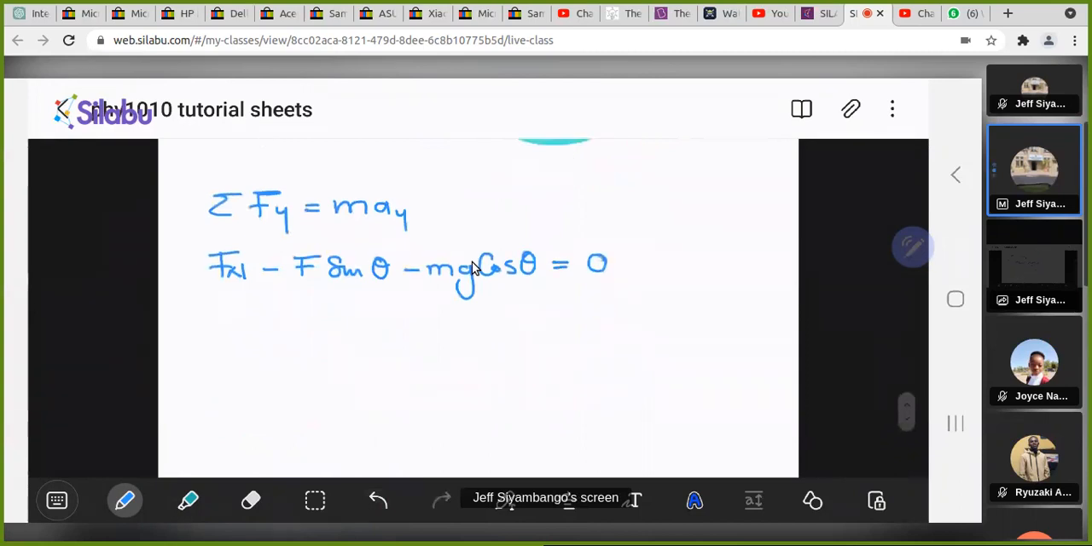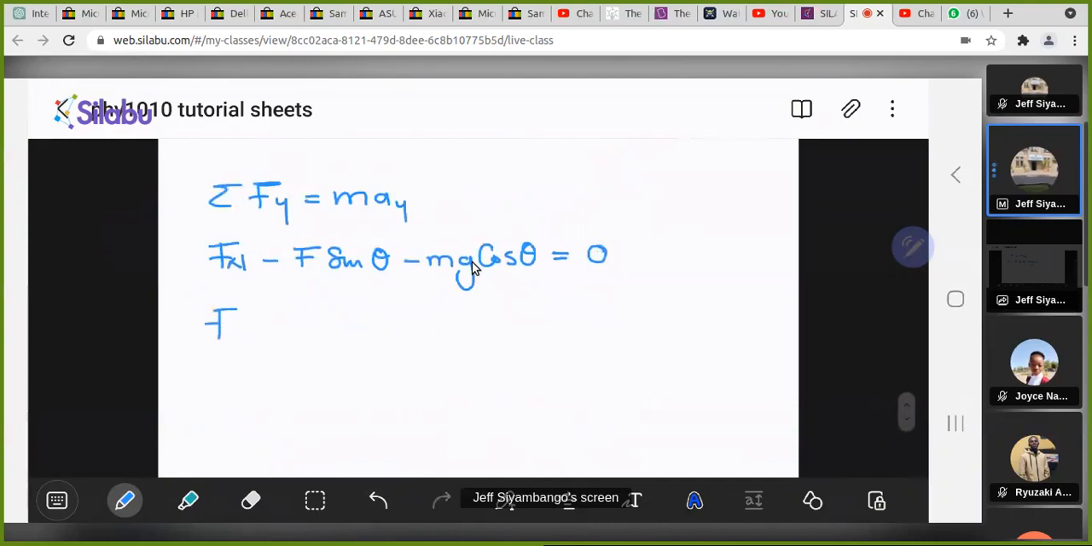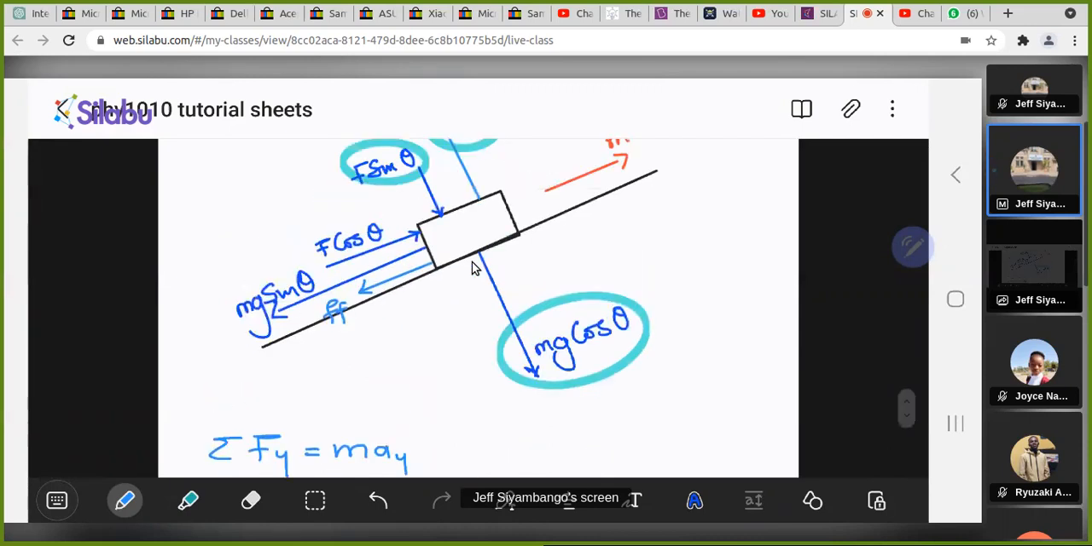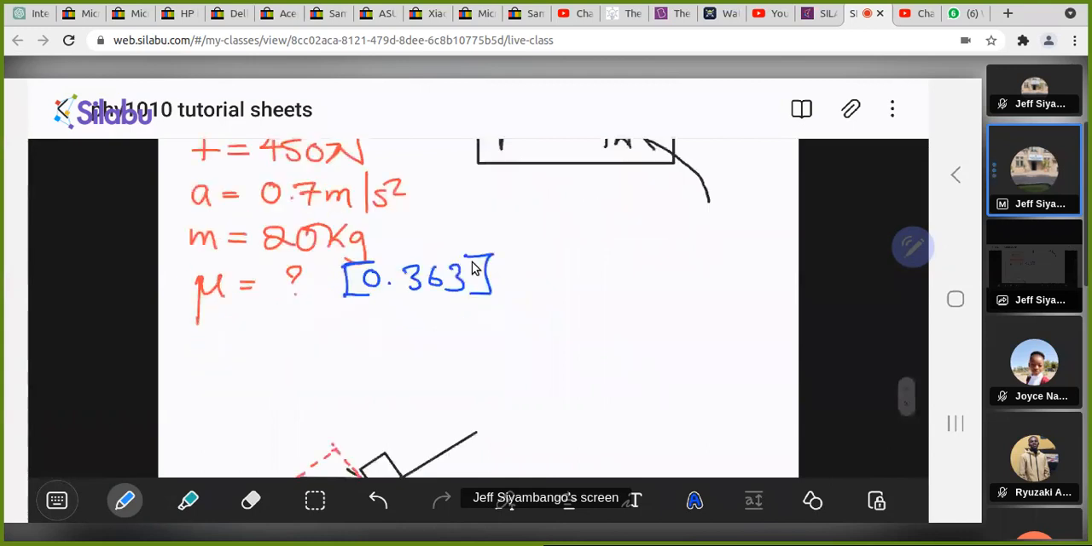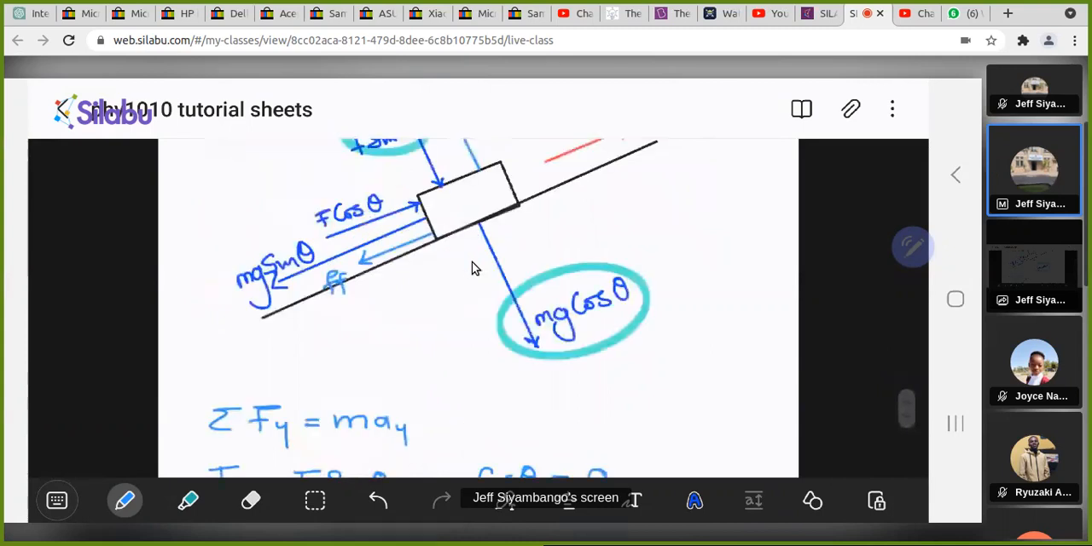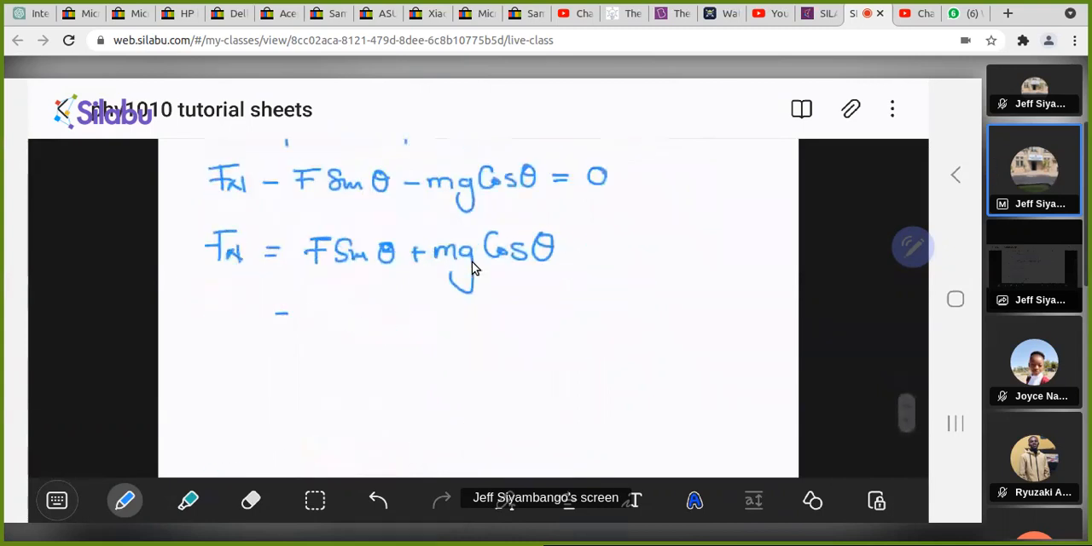So in the end, we see that the normal force Fn will be equal to F sine theta plus mg cos theta. We know what F is, we know what theta is, we know what m is. So let's just get them and solve our problem. F is 450. M is 20. So we have 450 sine plus 20 times 9.8, and then cos.